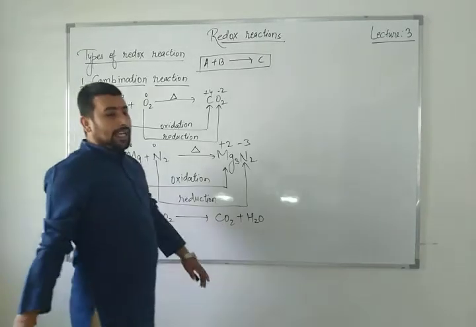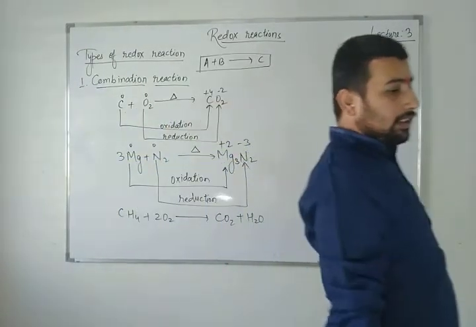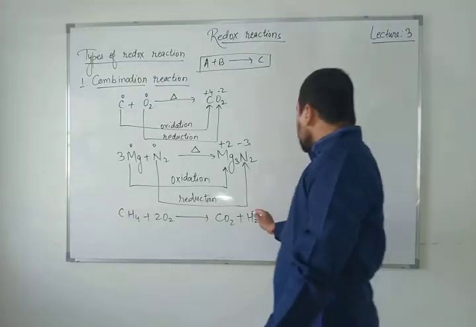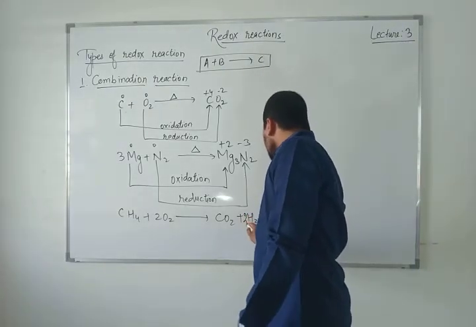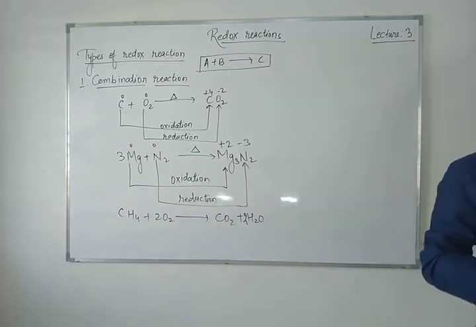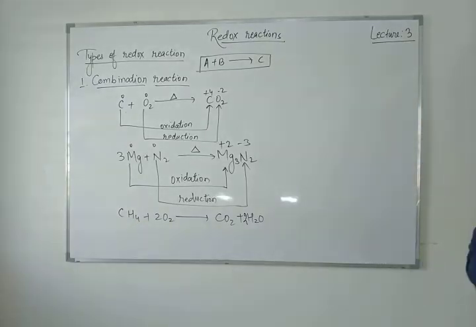Is this reaction balanced? I don't think so. I don't think that this reaction is balanced, because if we put a 2 here, then there will be 4 hydrogen and then the reaction will be balanced. Now you have to show in which oxidation state the elements are.